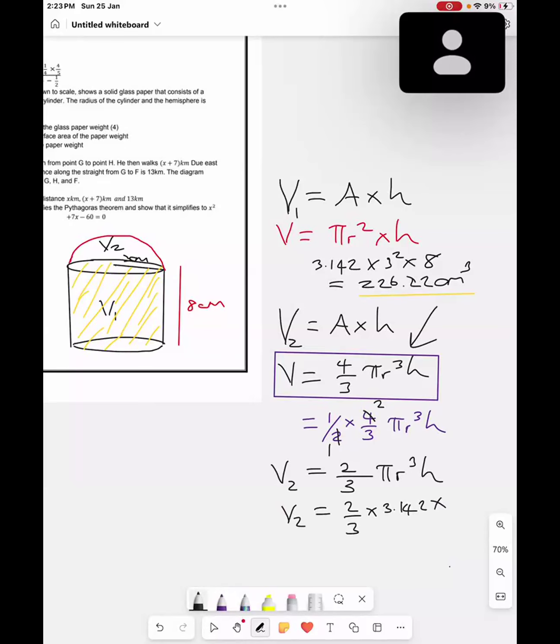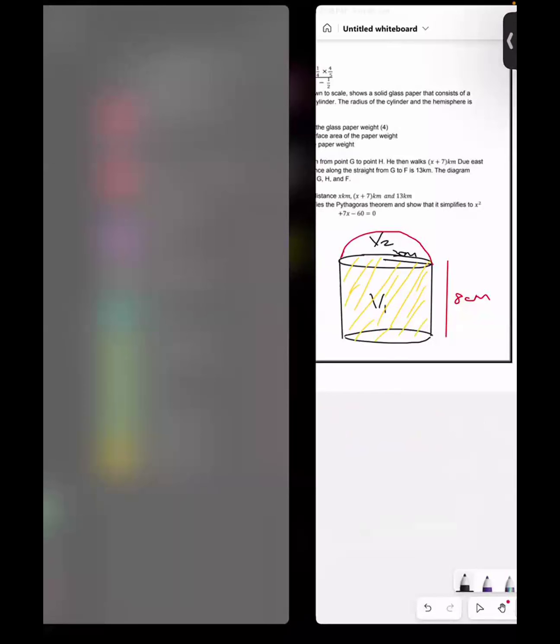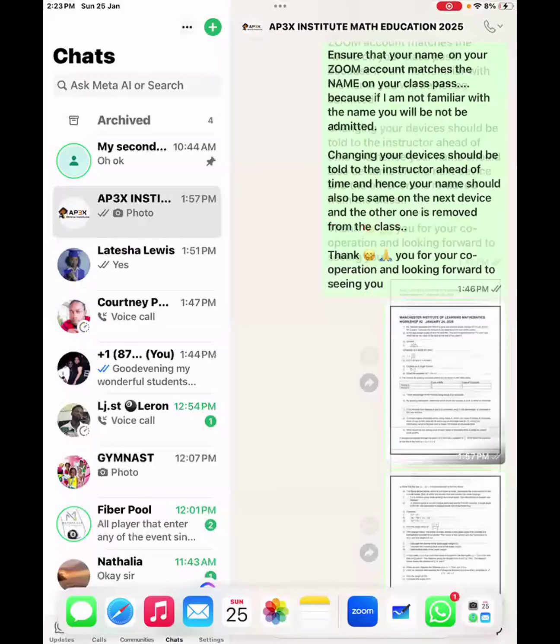Give me a sec. This is why I didn't want to use this platform, because this platform freezes a lot. Give me a sec. It does give me some problems. I don't know why this platform freezes so much.